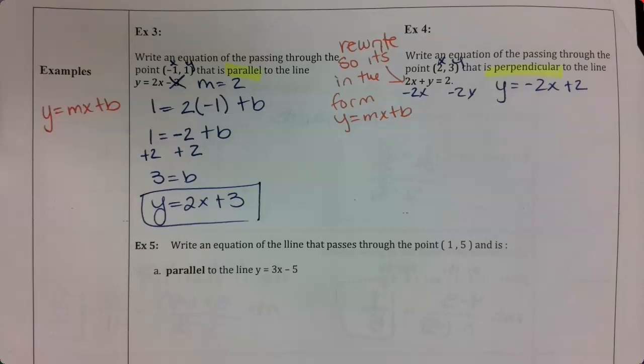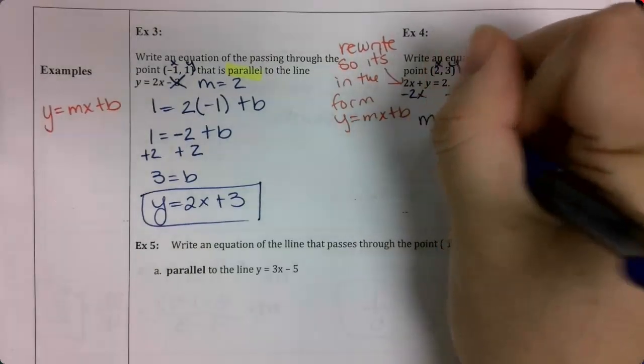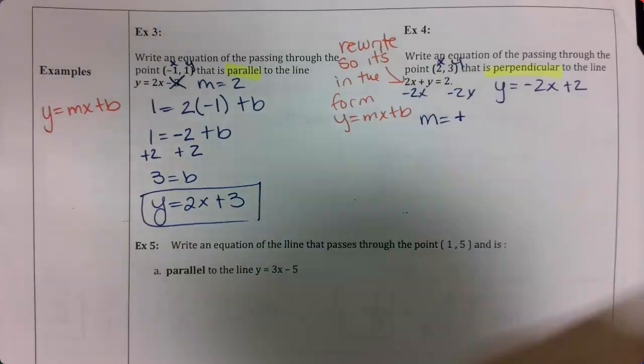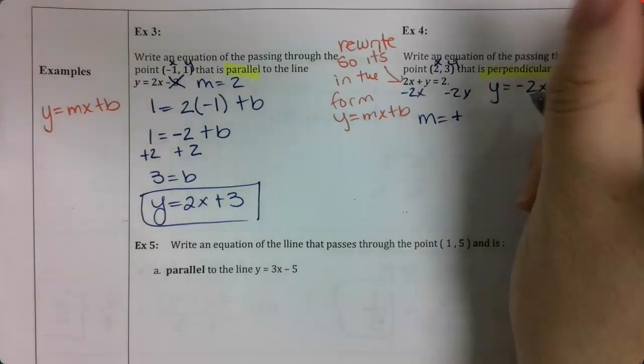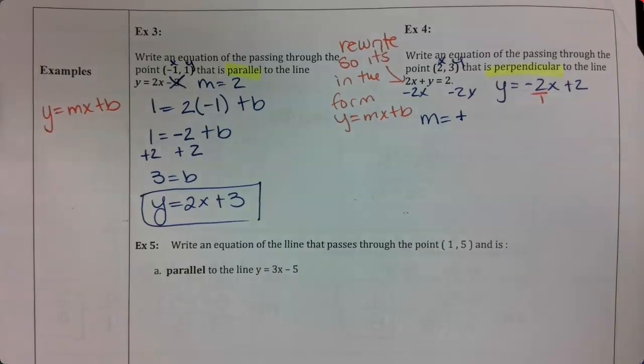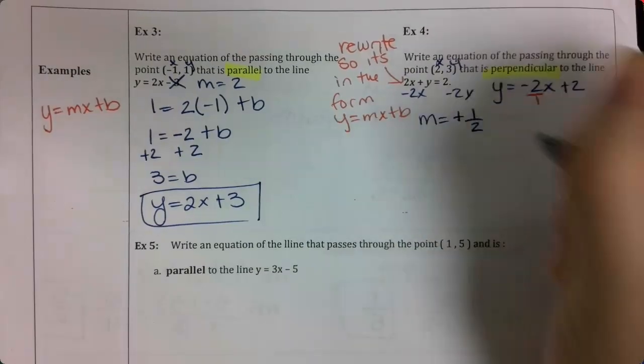Okay. Then I want to go ahead and find my perpendicular slope. Remember, this is opposite reciprocal, so since this one was negative, my opposite sign is going to be positive. And then reciprocal means flip the fraction, so if it isn't a fraction, I make it 1 over 1, and then I flip that. So my slope is positive 1/2.